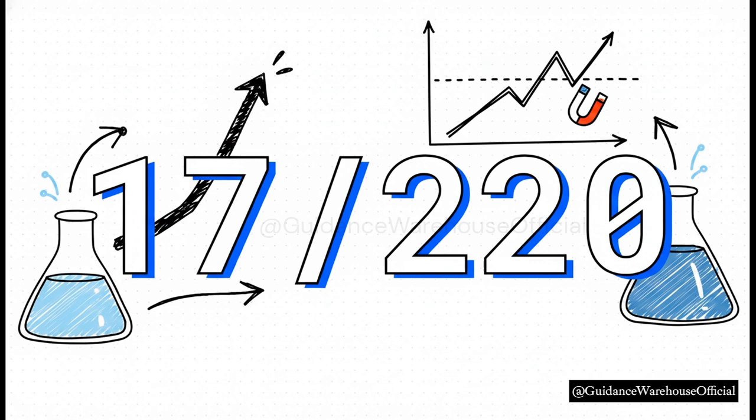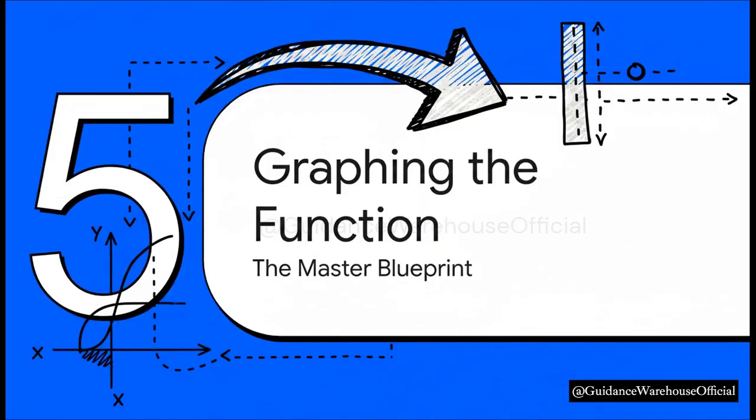Now think about where we started. At 0 minutes, the concentration was 5 over 100, which is 0.05. So in just 12 minutes, the concentration climbed from 0.05 up to 0.08. You can literally see it steadily climbing upward, drawn like a magnet toward that invisible ceiling of 0.10. But because of that horizontal asymptote, we know for an absolute fact it will never exceed it. Finally, let's put it all together in section 5, graphing the function.